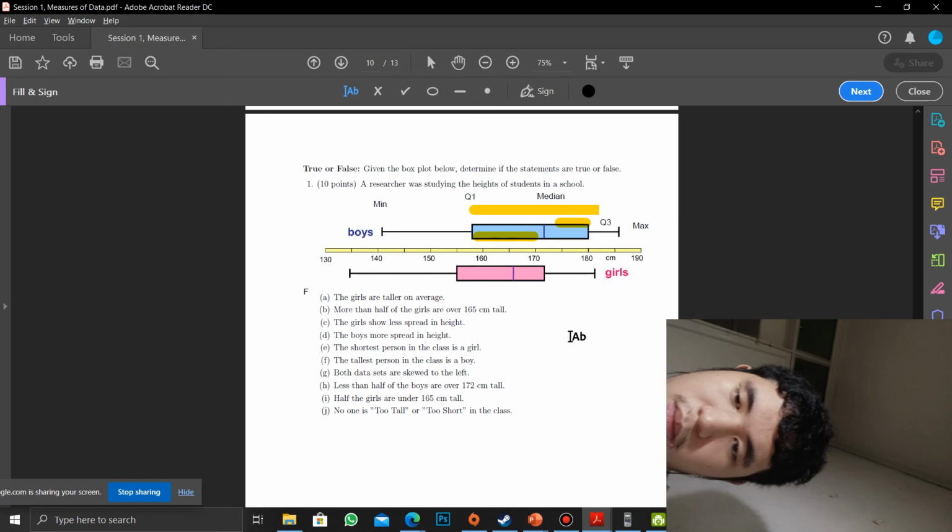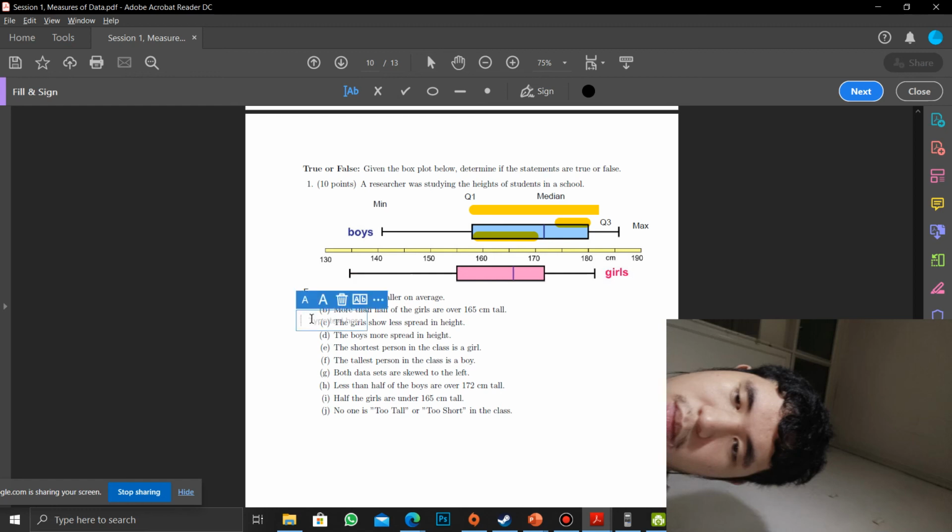More than half the girls are over 165 cm tall. Okay, box plots only show the distribution of data. Sinabi na natin yan. Hindi natin masabi kung totoo to, kasi we don't have the actual number of people. So, this is false.